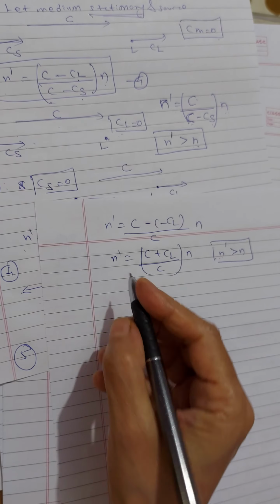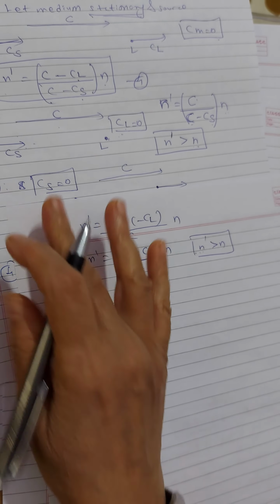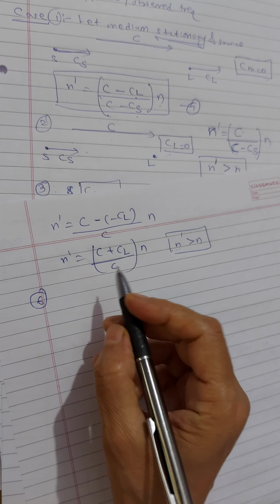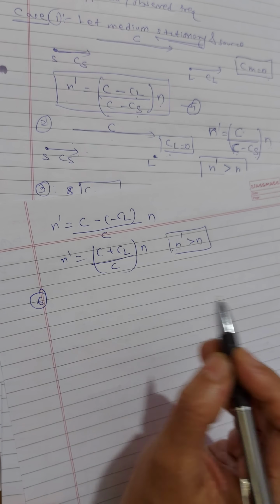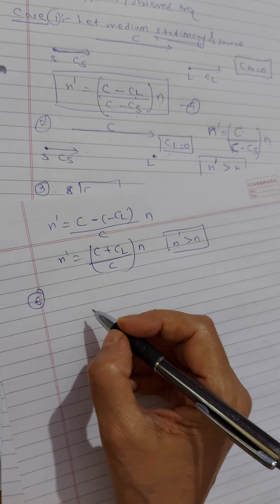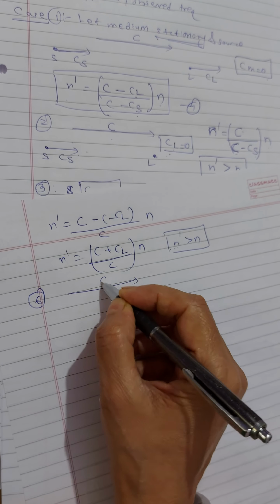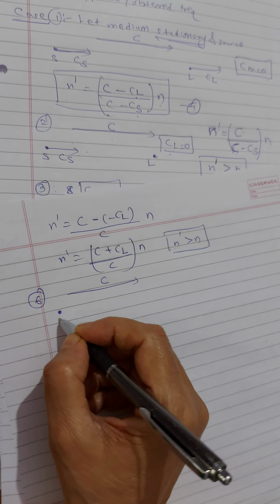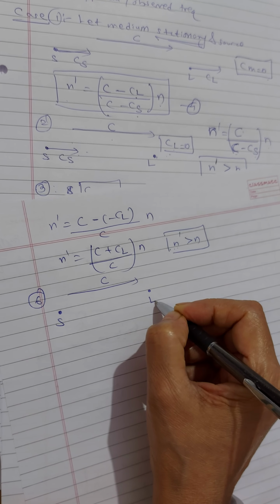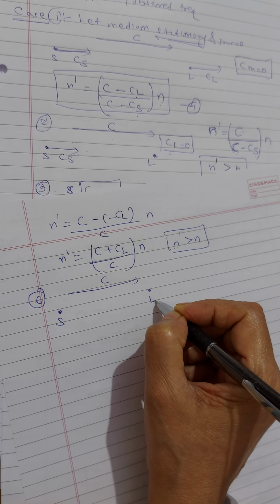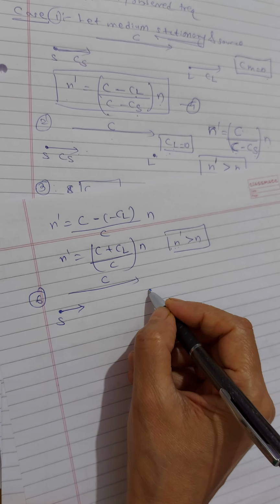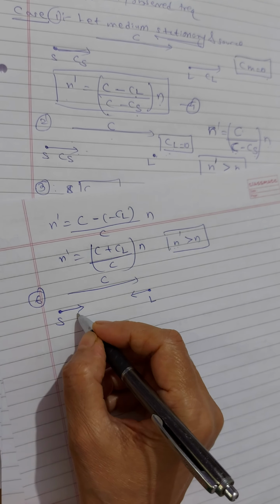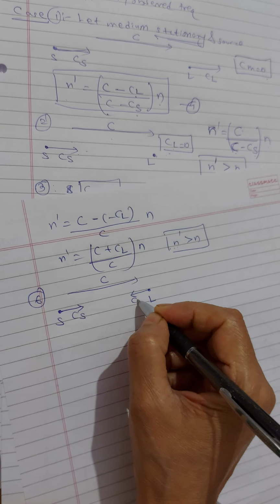Okay. Now the case number 6. Case number 6 is what? The source and listener are moving towards each other. Both are moving. That's a very good thing. So I can say here first, see, this was my source, this was my listener. Now they are moving towards each other. So the source will go here, the listener will come here. So I'll say this is my CS, this is my CL.